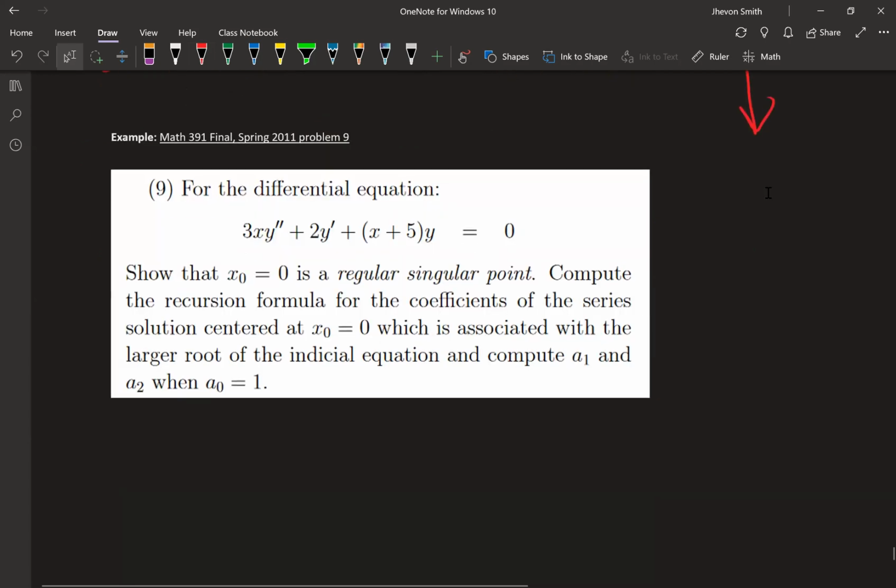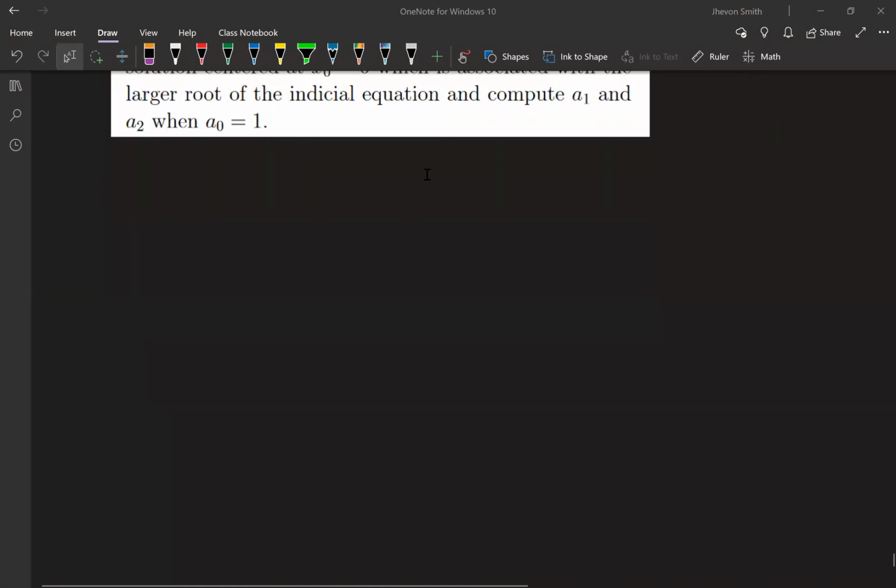So you got stuck finding the recursive relation. Okay, let's see how far we can get here. It says: show that x naught equals 0 is a regular singular point, compute the recursion formula for the coefficients associated with the larger root of the indicial equation, and compute a1 and a2 when a0 is 1. Okay, so first we need to show x naught equals 0 is a regular singular point.